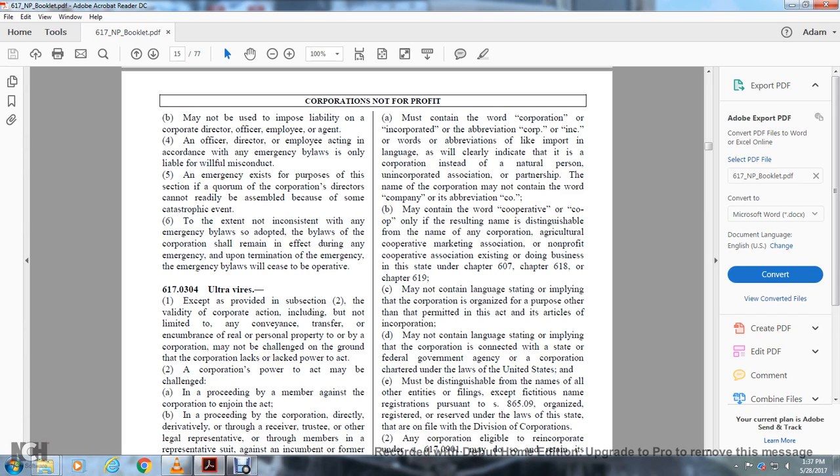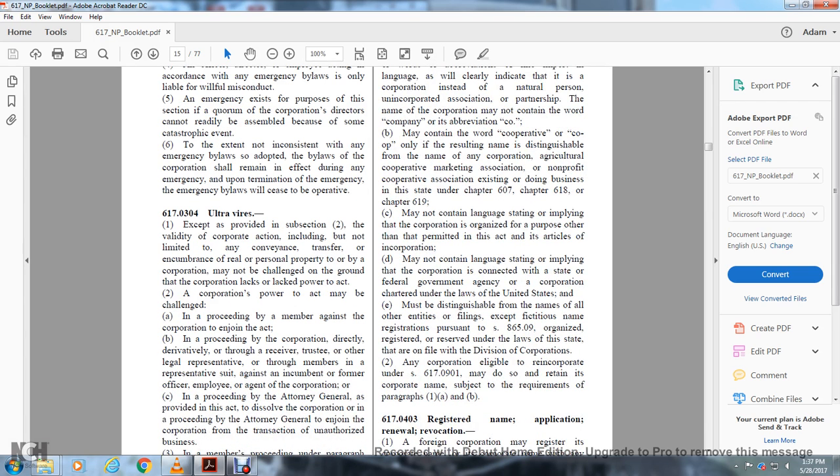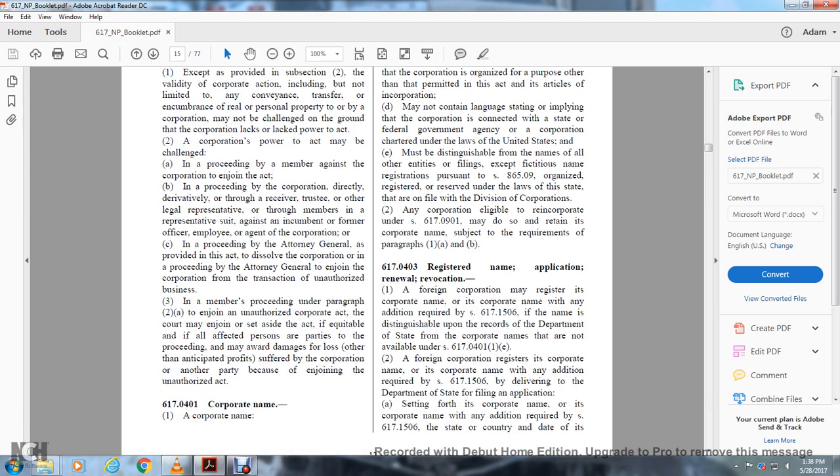The articles of incorporation may not contain language stating or implying that the corporation is connected with the state or a federal government agency, or with a corporation chartered under the laws of the United States, and must be distinguishable from the names of all entities filing with the Division of Corporations, including names registered pursuant to statute 865.09, or organized, registered, and reserved under the laws of the state and on file with the division, or any corporation eligible to reincorporate under statute 617.0901, which may do so while maintaining the corporation name, subject to the requirements of paragraphs 1A and 1B.